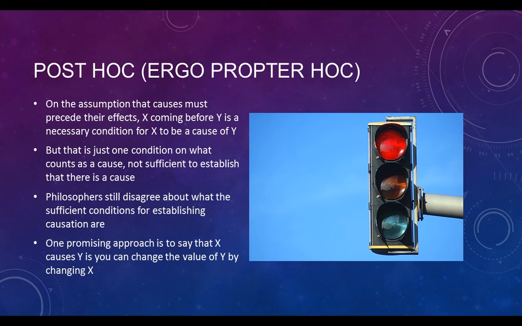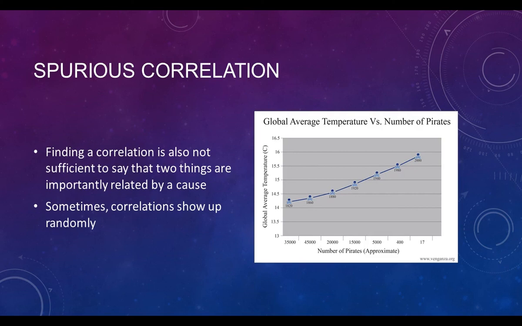One promising approach is Woodward's interventionism, which says something like, to say X causes Y is to say that if you wiggle X, Y will wiggle. Or if you want to change what happens with Y, you can do so by changing X. If you can change one thing and have it cause a change in the other, then that's a cause. Not important, not going to be on the test. It is incredibly important. I did most of my thesis on it, but it's not going to be on the test. So, here's another one, spurious correlation.